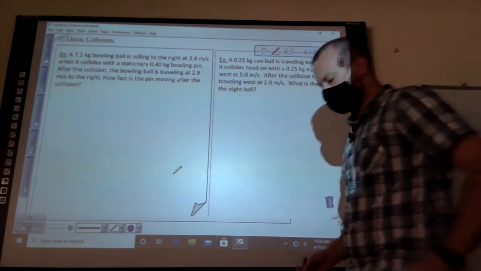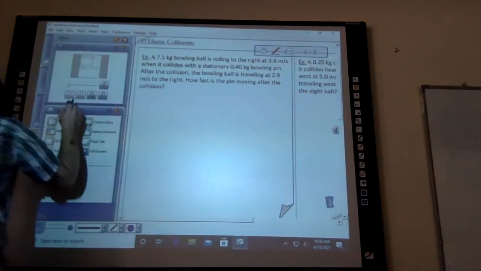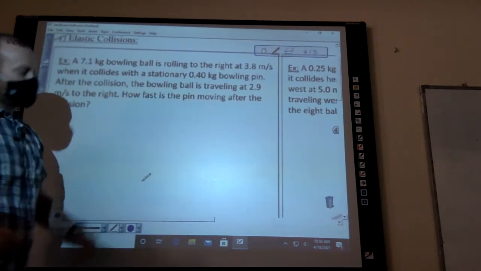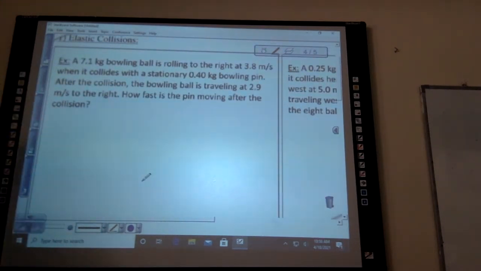All right, here we go. This is the question you've got. So we've got a bowling ball rolling to the right. It hits a stationary bowling pin. We tell you after the collision, the bowling ball is traveling to the right. We want to know how fast the pin is moving. So often with these questions, what's going to help make sure you don't put any wrong negatives in there is to draw out what's happening.